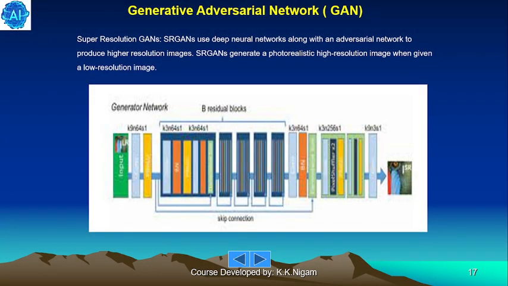Super resolution GANs, that is SR GANs, use deep neural network along with the adversarial network to produce higher resolution images. SR GANs generate a photorealistic high resolution image when given a low resolution image.